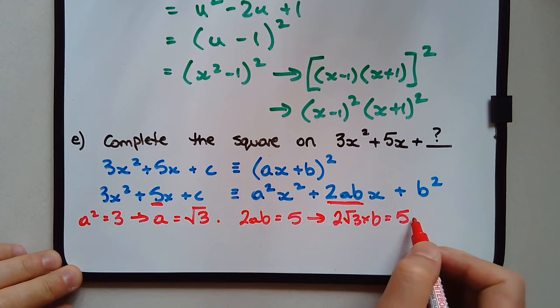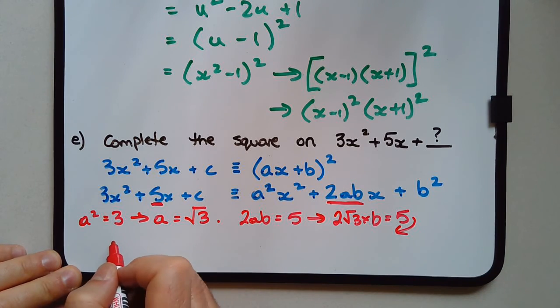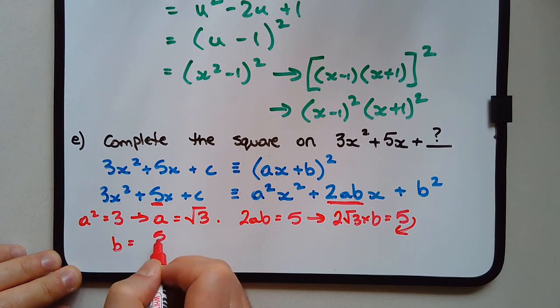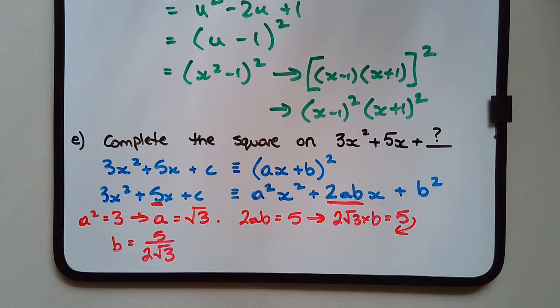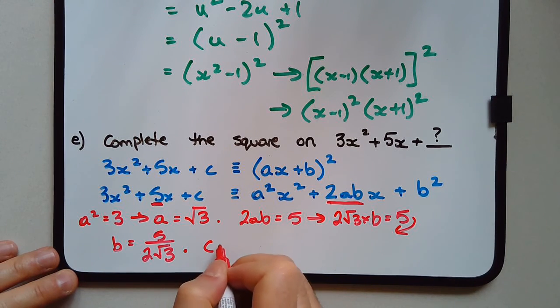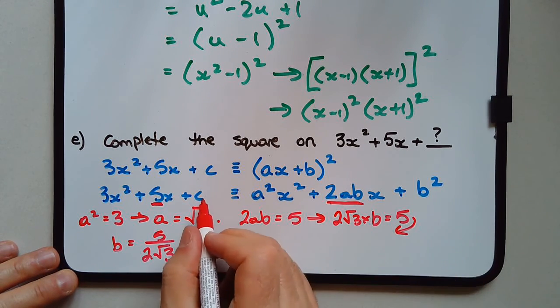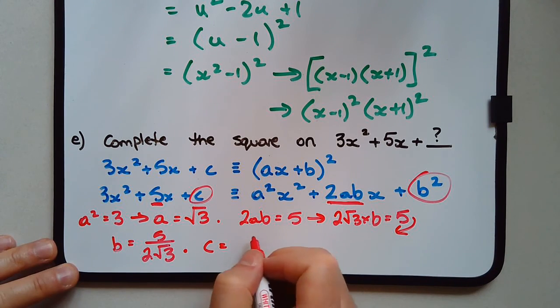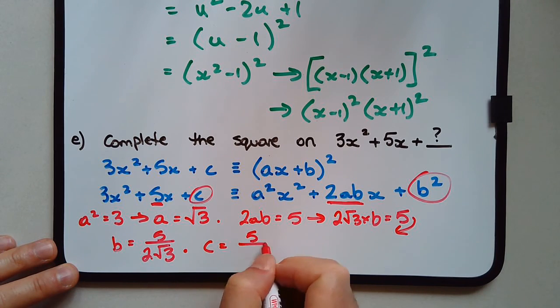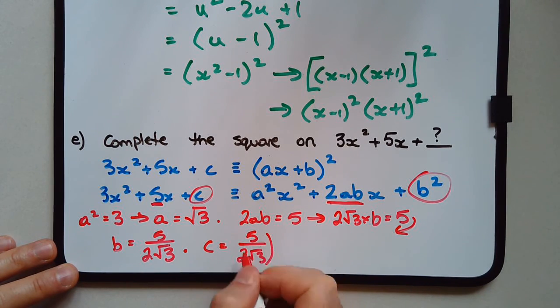So continuing that along, we have b is equal to 5 over 2 root 3. Now, if we square that, we will have the term that we want, the question mark, or the plus c that we want. So c is equal to b squared. So this term and this term are equivalent to each other. They're the two constant terms. So c is equal to 5 over 2 root 3 all squared.